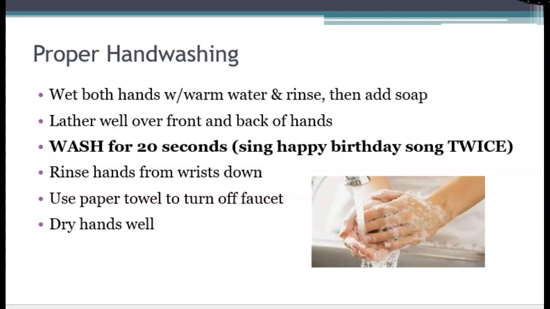You want to use a paper towel to turn off the faucet because the faucet itself could have contaminants on it. So if you just got done spending 20 seconds washing your hands and then you touch a dirty faucet, guess what? Your hands are dirty again. So make sure that you use a paper towel to turn off the faucet. You also may want to make sure to dry your hands really well, especially if you're getting ready to put on a pair of gloves next, because you'll find it really difficult to put on a pair of gloves with wet hands.